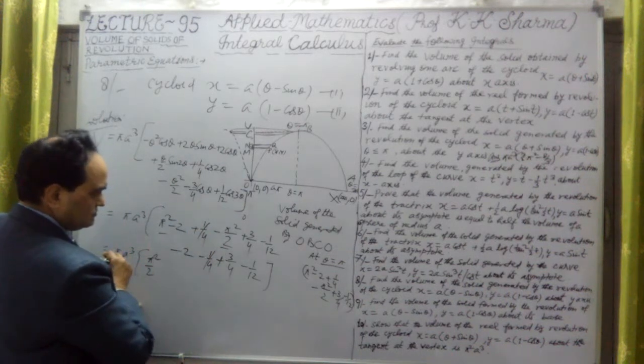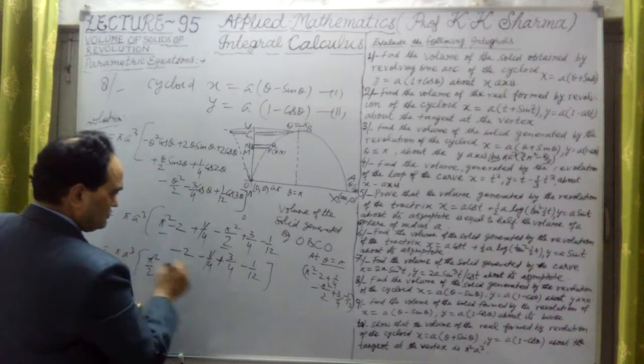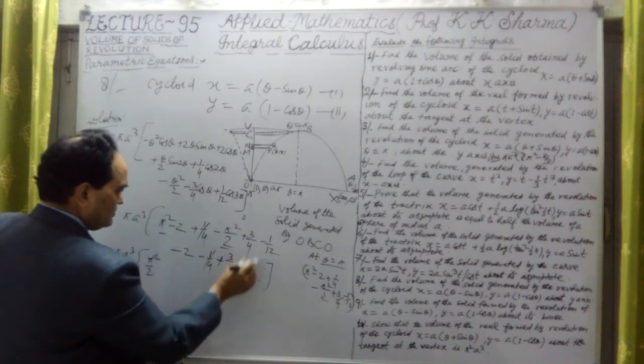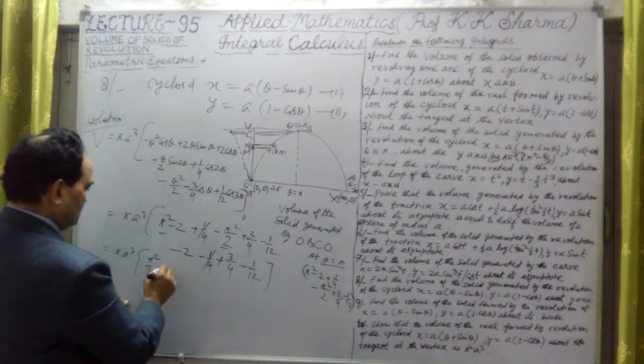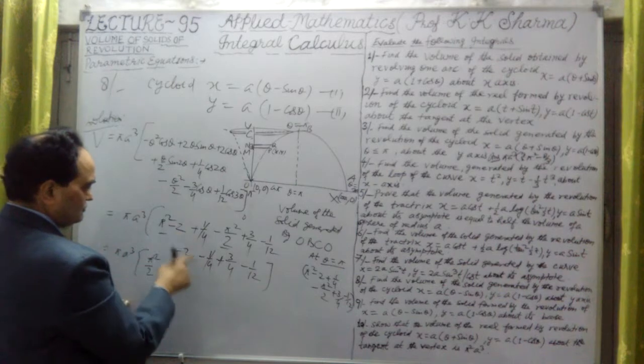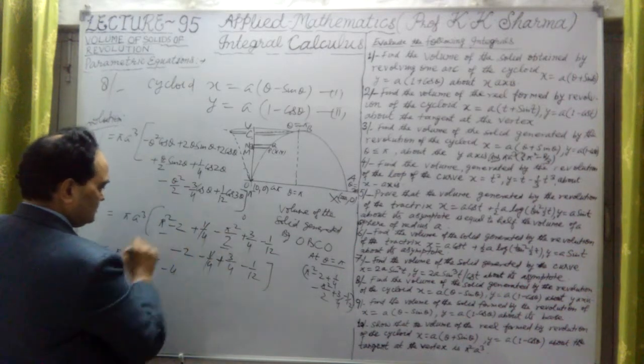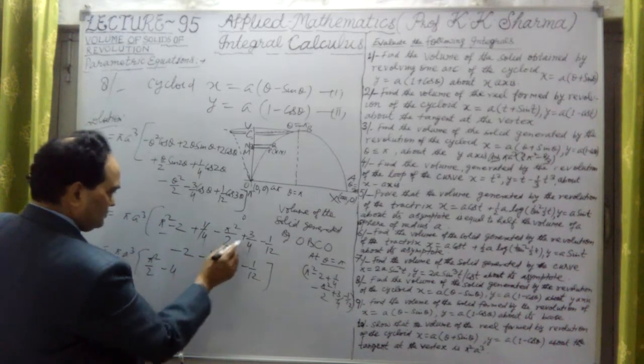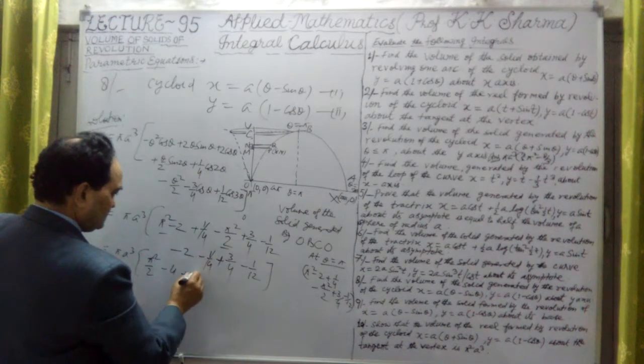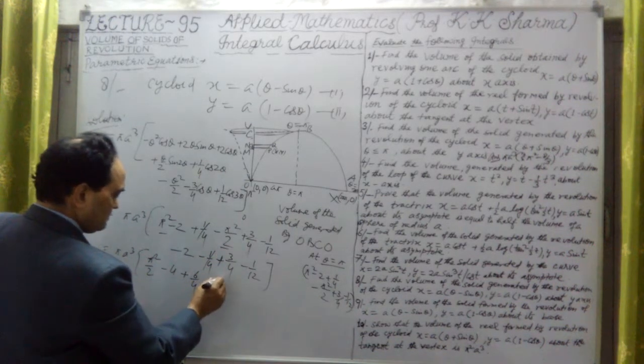1/4 cancelled out. Okay, 3/4 added. 1/12 is also added. Minus 4 here, minus 2, and this 5 we have already done. Now 3/4 is 6/4 minus 2/12.